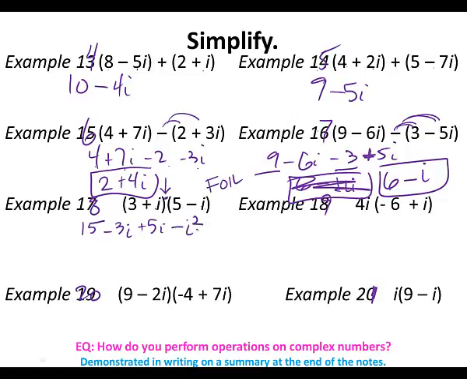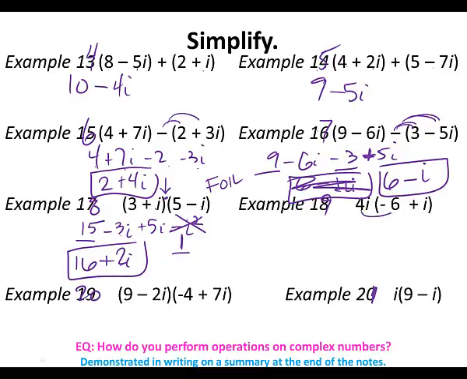Negative i squared. What is i squared better known as? What did we talk about earlier in the lesson? So what am I going to do to this? It's negative times negative 1. What's that going to turn into? Positive 1. So we flip the sign and we change it to a 1. Okay? So now I can combine my like terms. That got rid of the i squared for us. So it's 15 plus 1. 16. Negative 3i and positive 5i. Positive 2i.